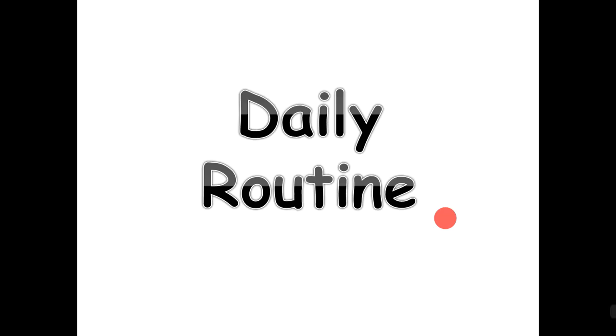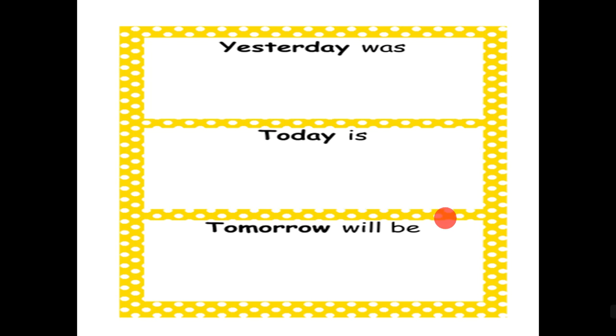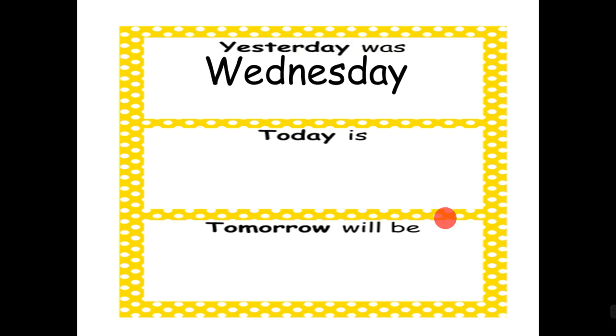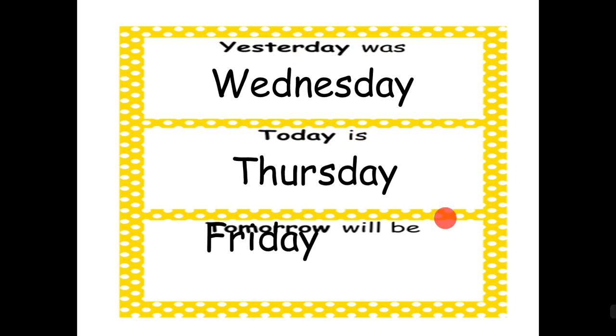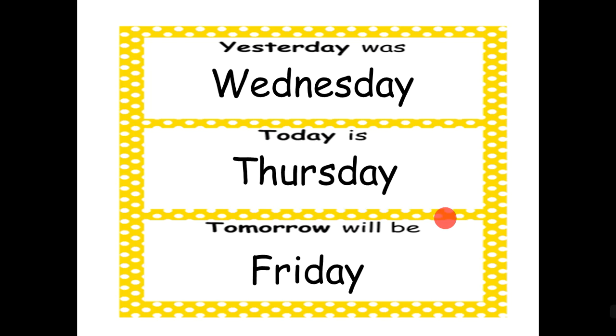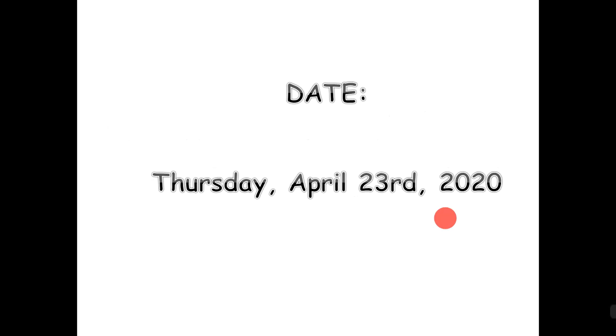We are going to start with our daily routine, okay? Yesterday was a very good Wednesday. Today is Thursday, and tomorrow will be Friday. Very good. So the date of today is Thursday, April 23rd, 2020. Remember to write the date at the top of the pages that we are going to work today.